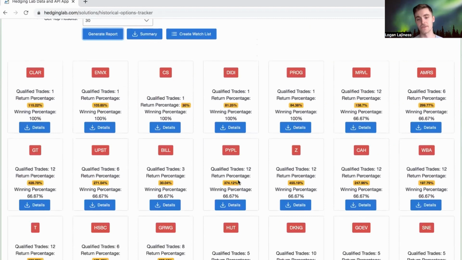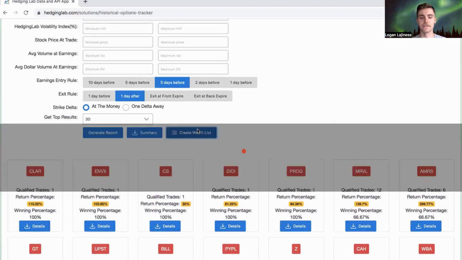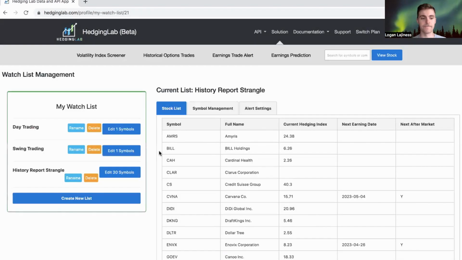And it shows you your return percentage too. So if you took those 12 trades on PayPal over that 3 years, you'd be up 374% on that specific strategy. And it only won 66.67% of the time. So if now you want to create a watch list off of these, you could go down to create watch list, right?